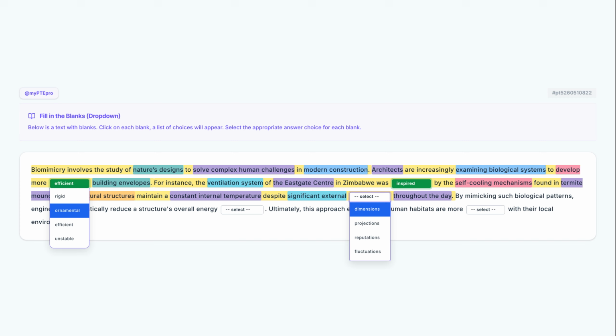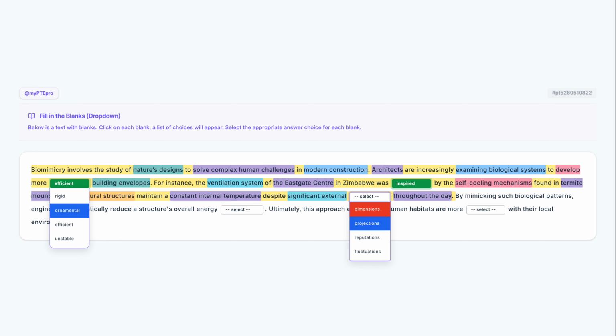Dimensions. The word dimensions refers to the size or physical measurements of the mounds. However, the sentence is focused on the constant internal temperature, making physical size a logically disconnected factor compared to environmental temperature changes. This selection is incorrect.